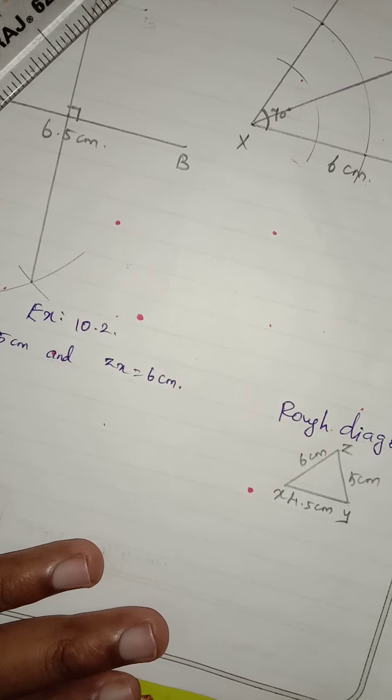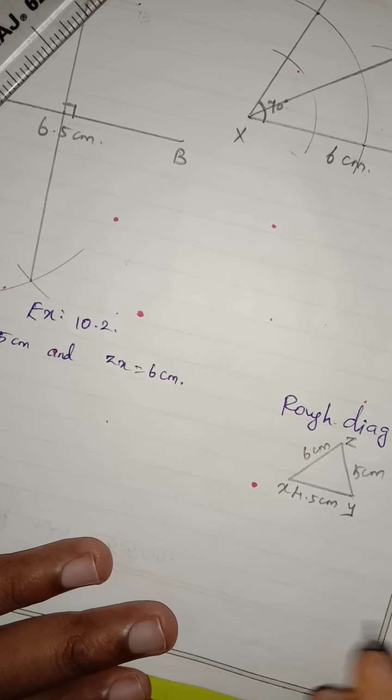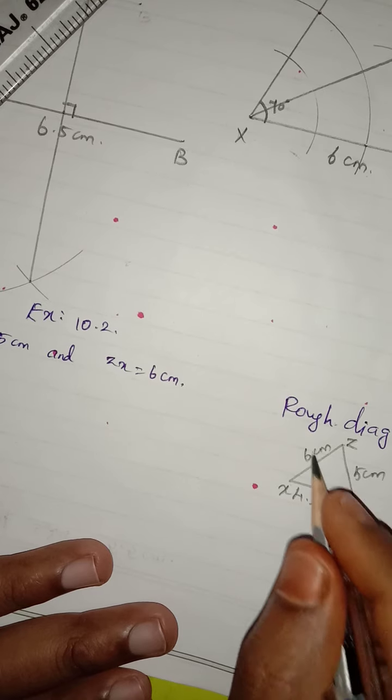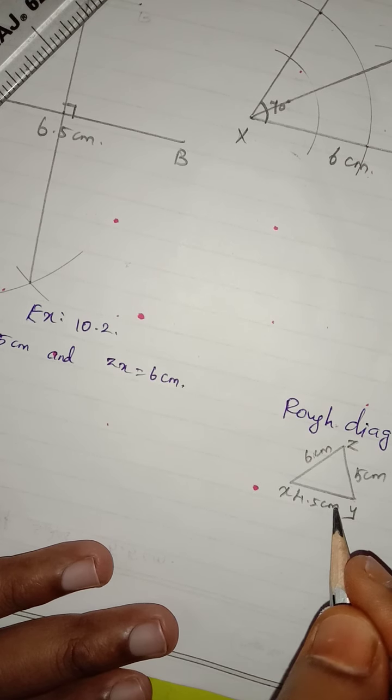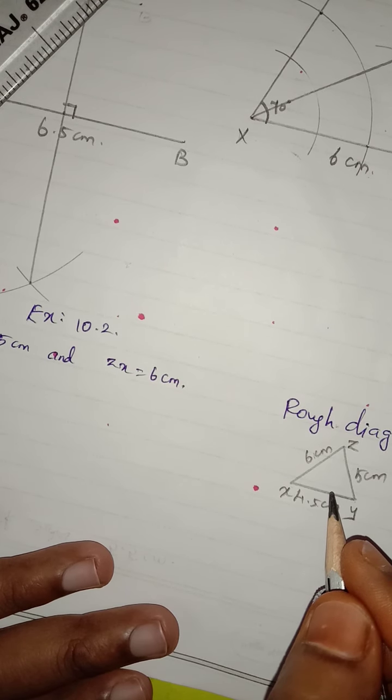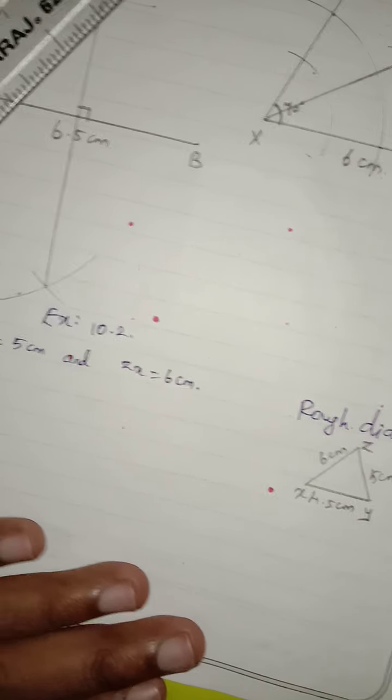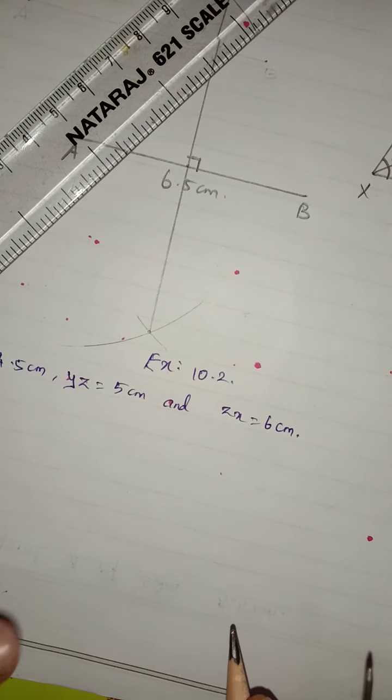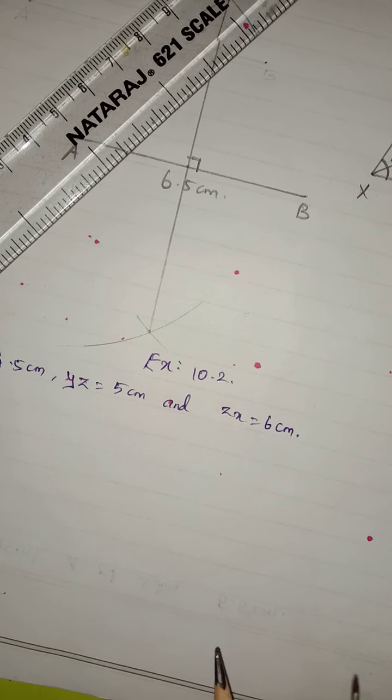So you know one property of a triangle, that if we add any two sides, then that will be greater than the third side. That property you want to keep in mind. Now we are going to draw the triangle. So let me tell you how you want to draw the triangle.